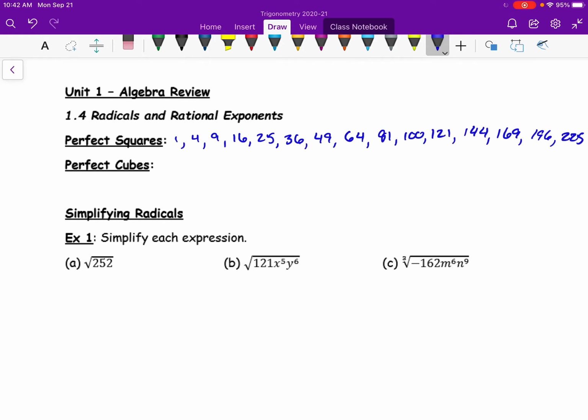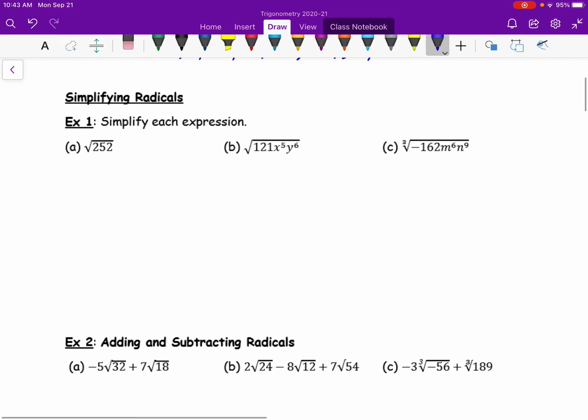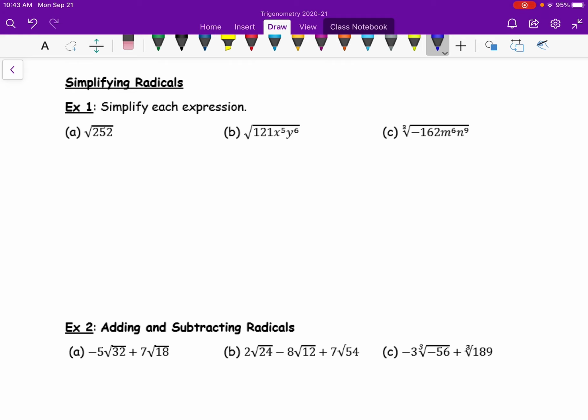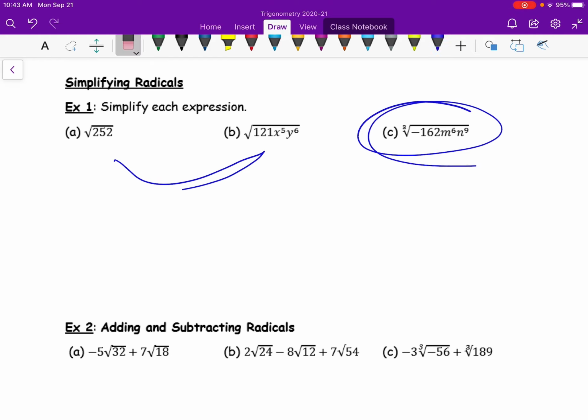Then we have cubes. So 1 cubed is 1, 2 cubed is 8, 3 cubed is 27, 4 is 64, 5 is 125, 6 is 216, 7 is 343, and then I'm just gonna stop right about there, because the cubes grow really fast. So why are we doing perfect squares and perfect cubes? Because first we're going to simplify radicals. So we have square roots, right there, and then we have cube roots, which is right there.